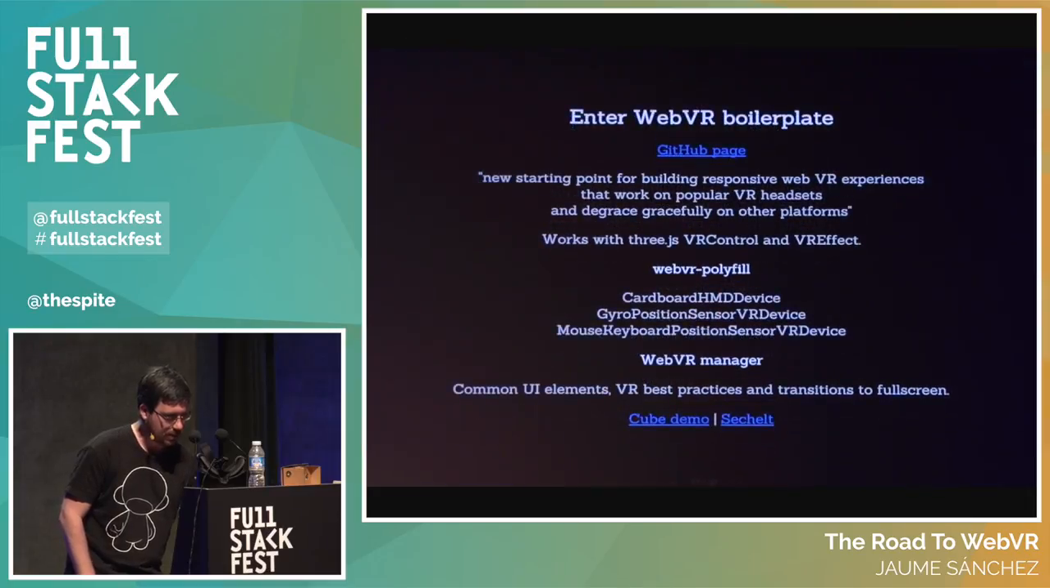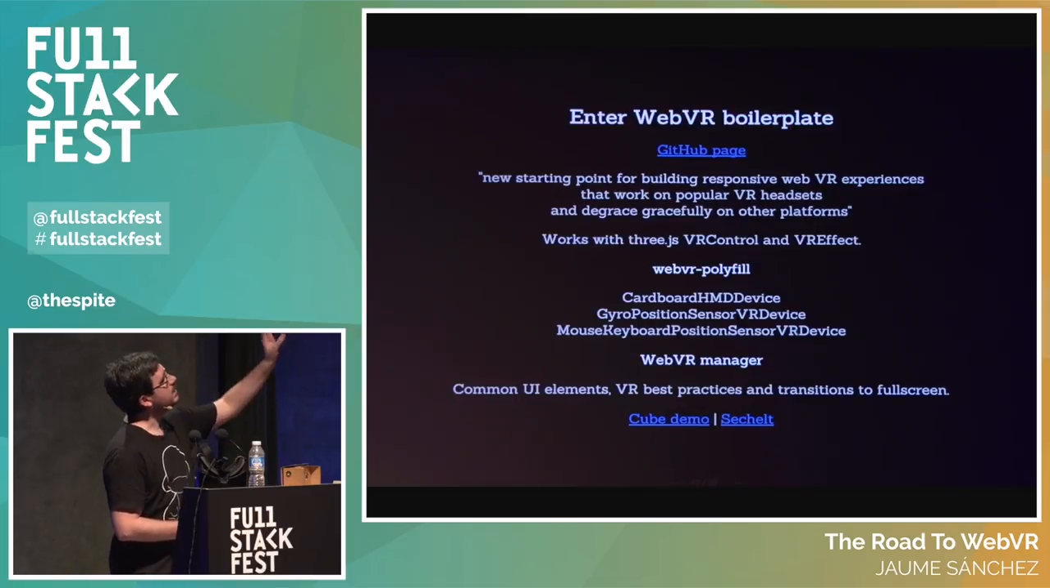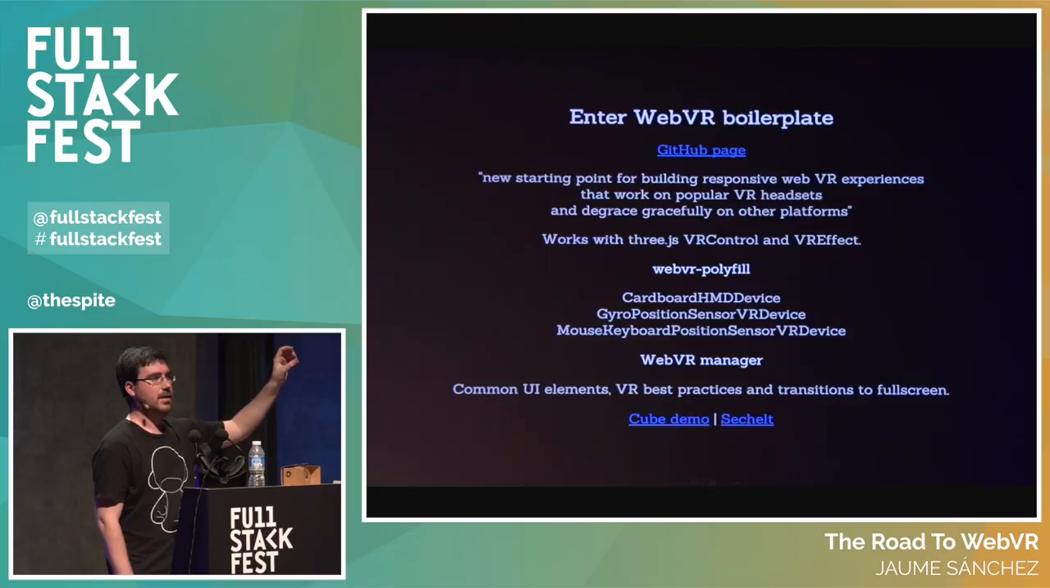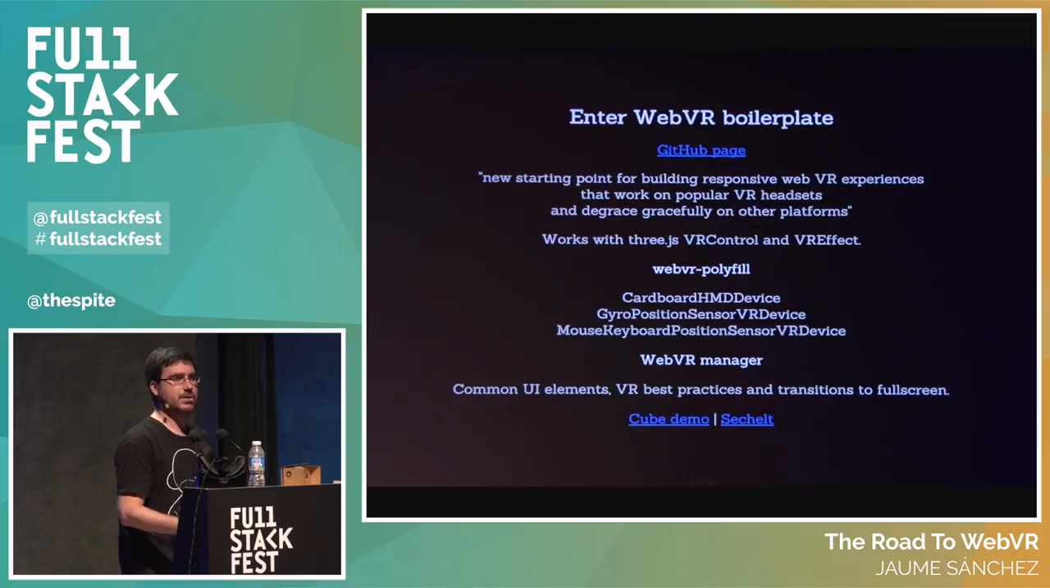It's a new starting point for building responsive WebVR experiences that work on popular VR headsets and degrade gracefully on other platforms. It's built on top of the three.js VR effect and VR controls, and it implements two interesting things. One is the WebVR polyfill, which unifies different devices and HMDs: a cardboard HMD device, a gyro position sensor VR device, which abstracts the device orientation events, and the mouse keyboard position sensor VR device. It's a mouthful, but that basically means you can use a VR scene even though you don't have a rotational positional sensor, by using the keyboard.